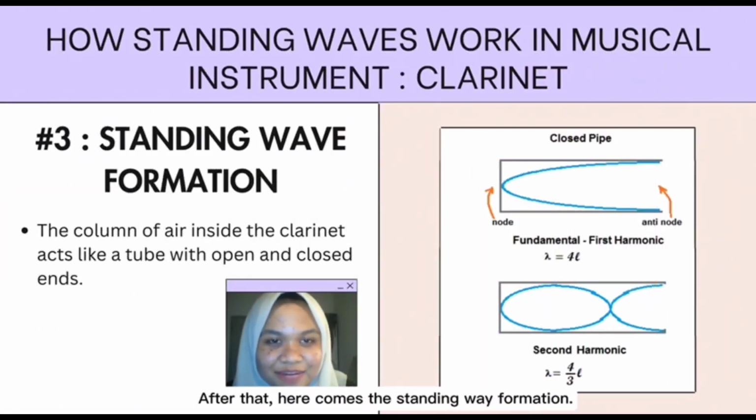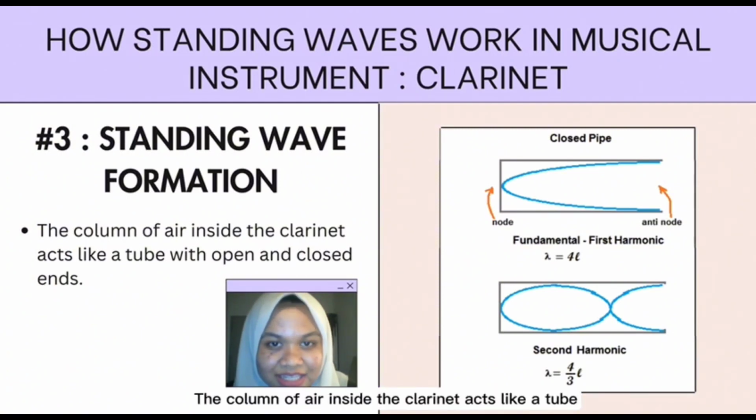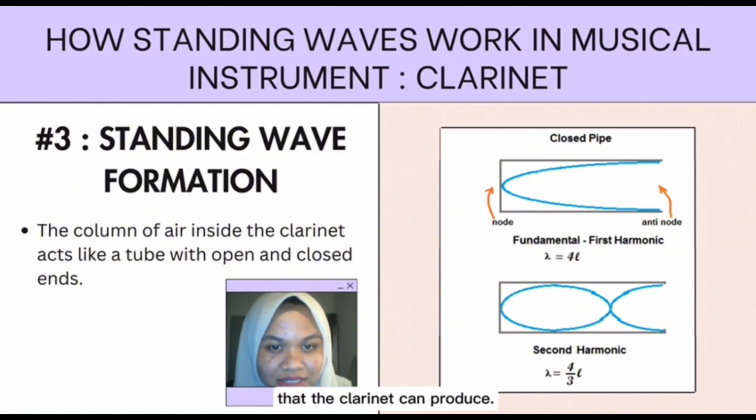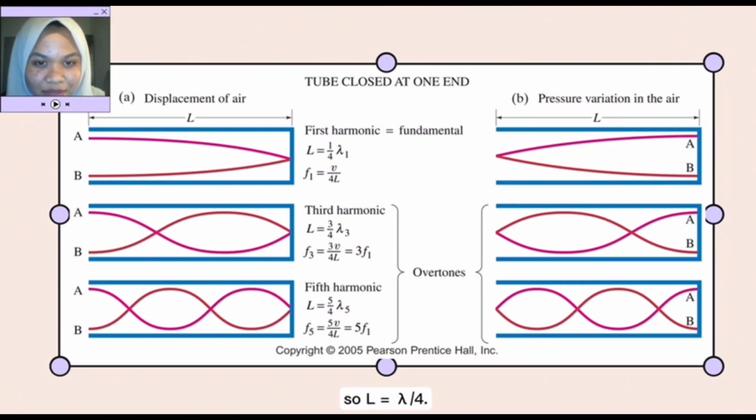After that, here comes the standing wave formation. The column of air inside the clarinet acts like a tube with open and closed ends. This tube supports standing waves at specific frequencies determined by its length. The length of the closed pipe is a crucial factor in determining the frequencies, or we can also refer to them as musical notes, that the clarinet can produce. Here in this slide, the first harmonic for a closed pipe contains a quarter of a wavelength, so L is equal to lambda over 4.